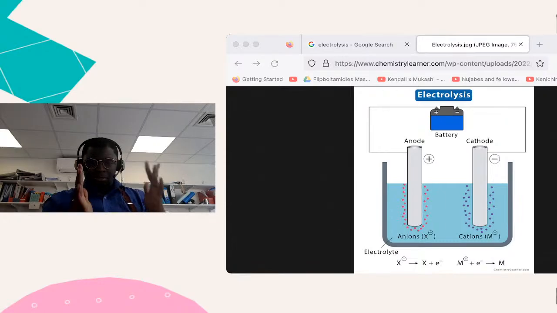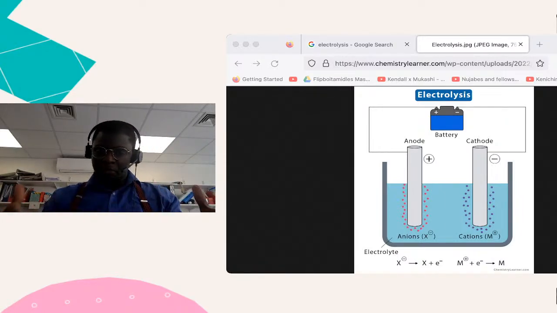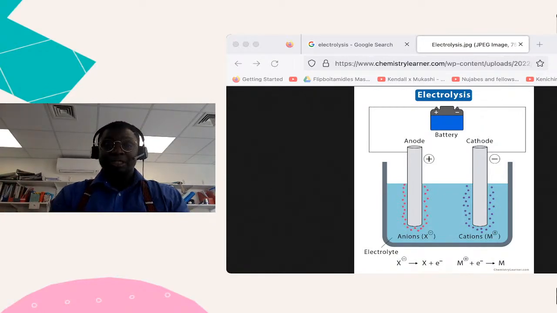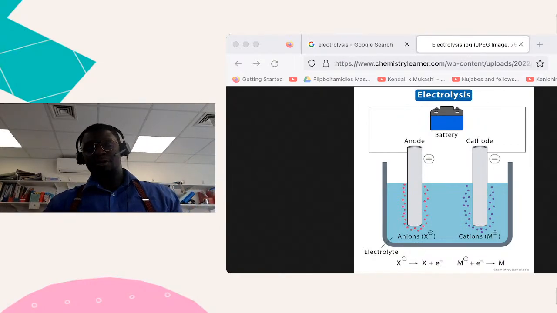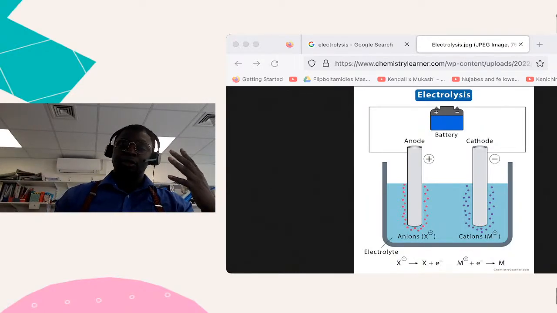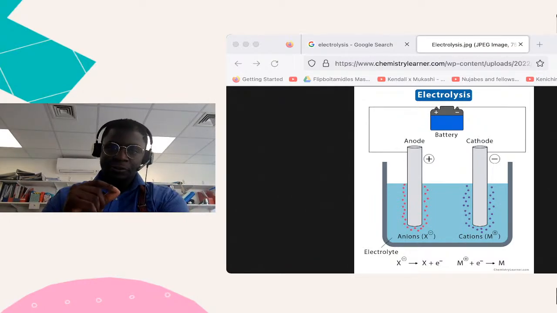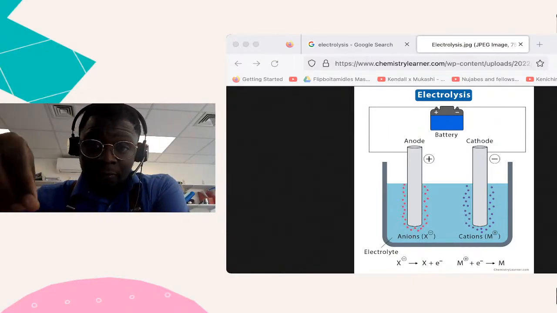So again, if I just had the sodium ions and the chloride ions in their molten state, my sodium ions will go towards the cathode, and my chloride ions will go to the anode. So I form chlorine at the anode, and I'd form solid sodium at the cathode. So that makes sense. The difficulty lies in when you have a solution of an ionic compound.